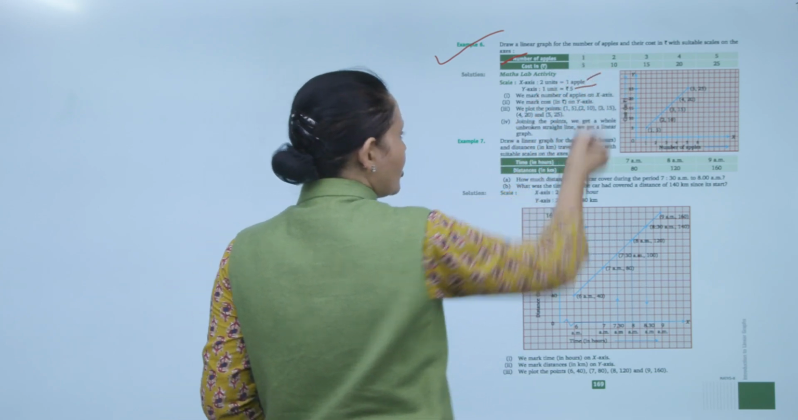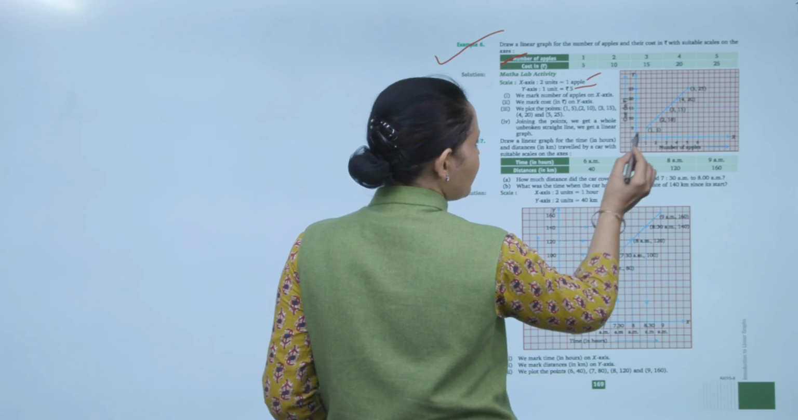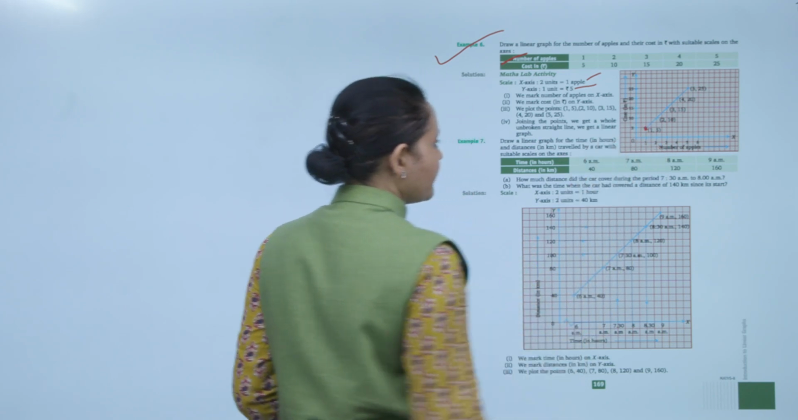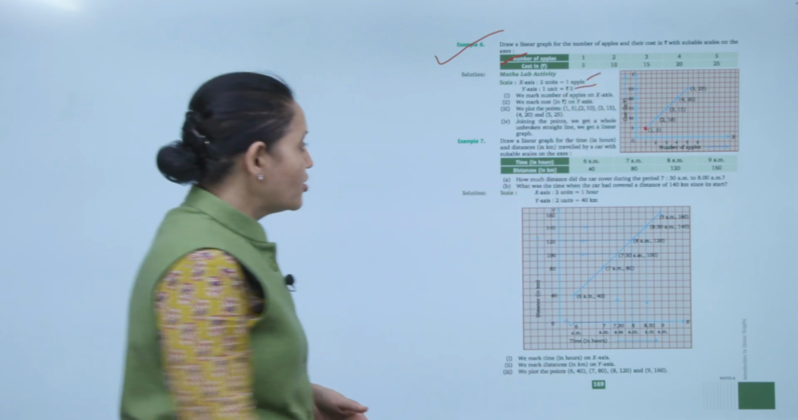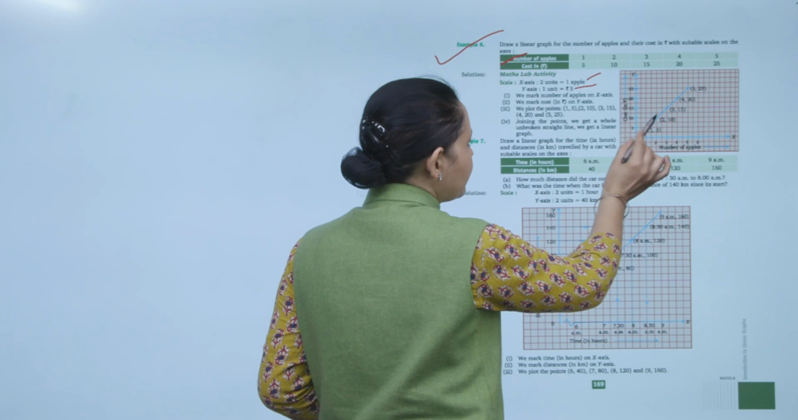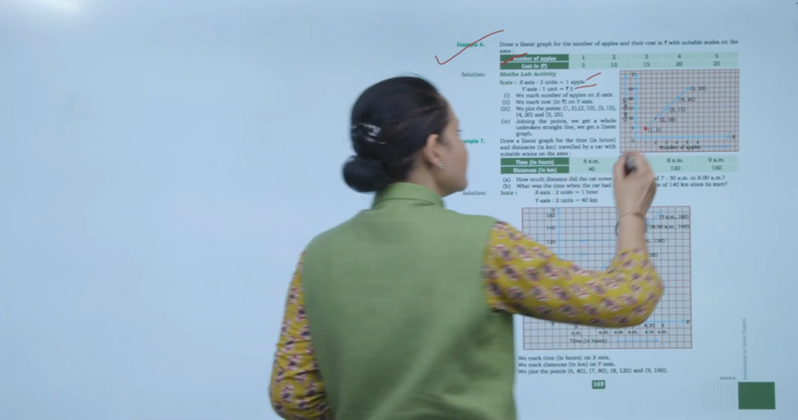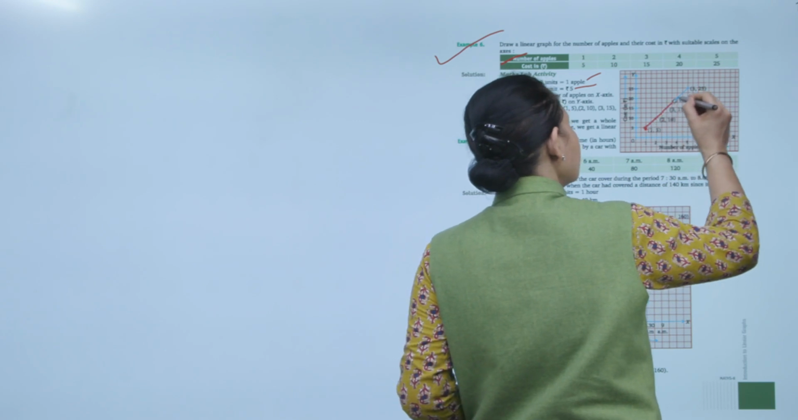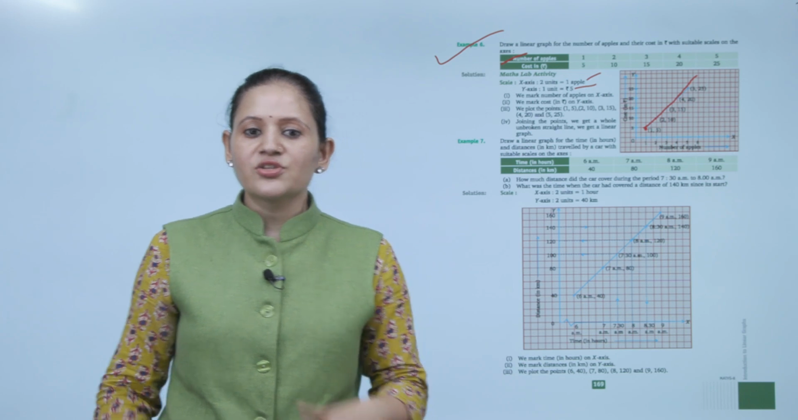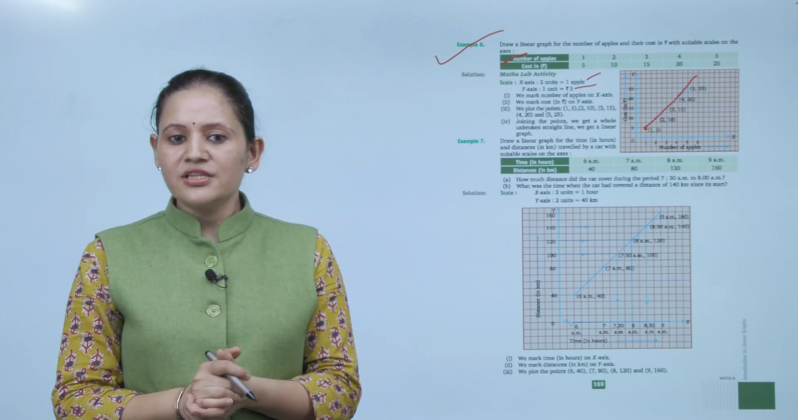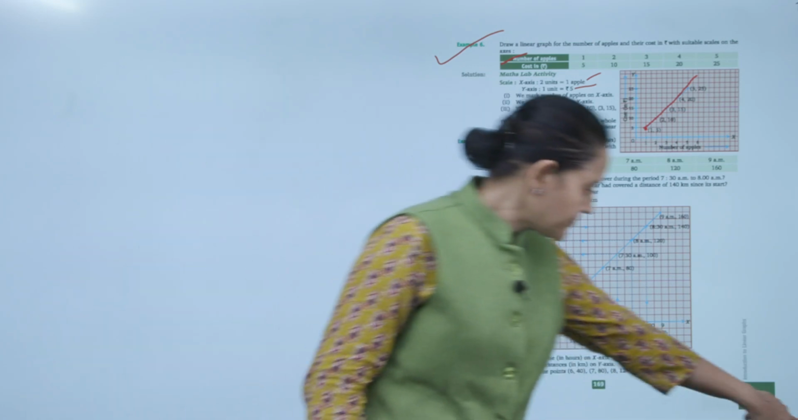Number of apple 1, cost is 5 rupees. So, x-axis will see 1 and y-axis will 5. So, that is our first point. Then, number of apple 2 and cost is 10 rupees. So, x-axis पे 2 देखेंगे and यहाँ पे 10. So, like this we'll mark all the points and join them. So, this will be a straight line. Clear? So, this is how we will draw the linear graph. Clear? So, practice all the examples.